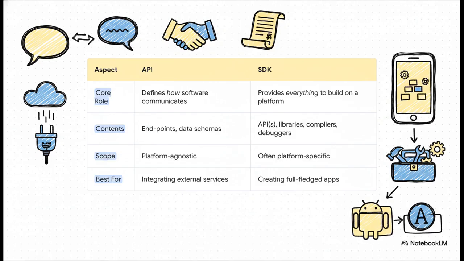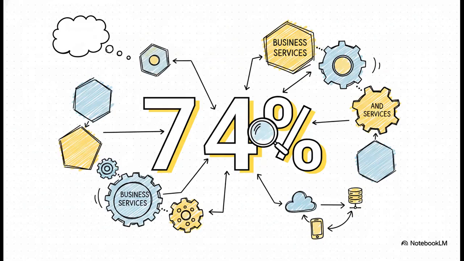And here's a really key difference: scope. APIs can usually work on any platform, but SDKs are often built for a specific one, like the iOS SDK for making iPhone apps. And you know, this whole distinction, it's not just some academic difference. It is a huge deal in business right now. Get this.